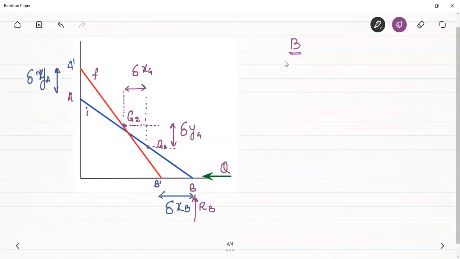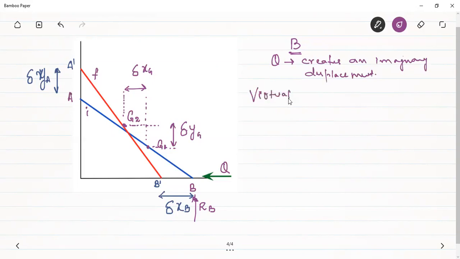So at B, we can say that this force Q creates an imaginary displacement. Therefore, the imaginary displacement multiplied by this force will give us what? Imaginary work. Okay, and that is the virtual work. So we can say that at point B, the virtual work will be equal to what? This force Q multiplied by this displacement, that is equal to delta XB.